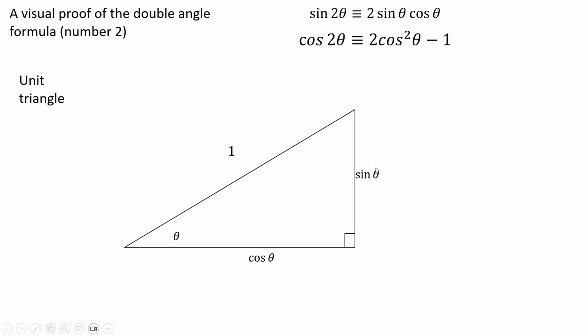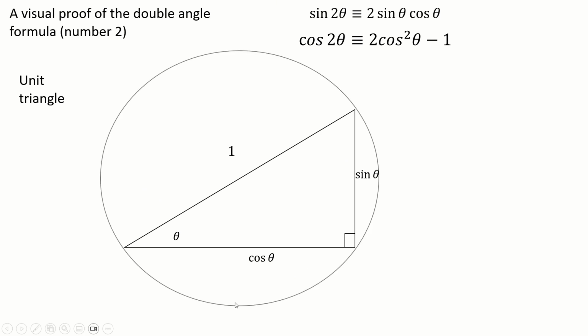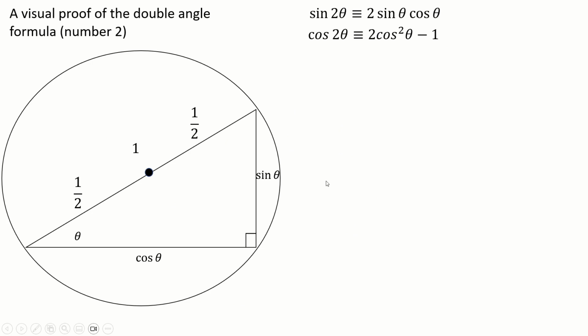This is the unit triangle, 1, sine theta, cos theta, put a big circle around it. And then what we can do is if we draw a line, this is the diameter of the circle, of course, because this is a right angle. Circle theorems work both ways around. If this is a right angle, then this is the diameter, which means halfway along you have the center with a half here and a half there. That's cool. That's our setup then.